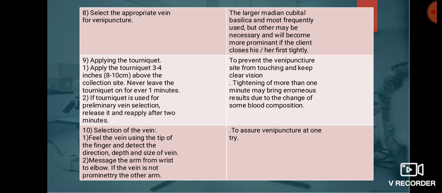Selection of the vein. Feel the vein using the tip of the finger and determine the direction, depth and size of the vein. Reason: to assure venipuncture at one try.